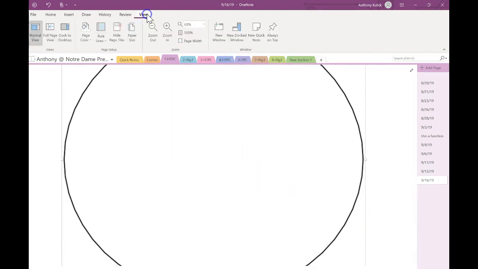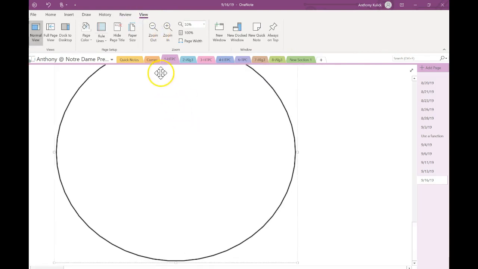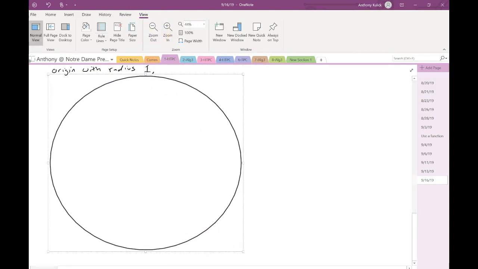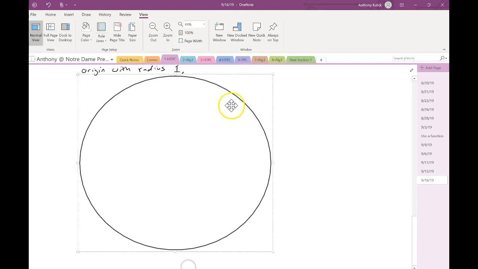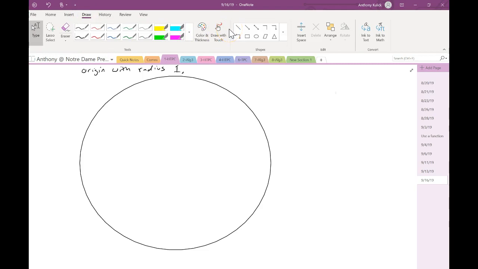That's a little too big. Boy, does that circle look really lumpy to you guys? Oh, good. Huh? That's not straight. One moment.